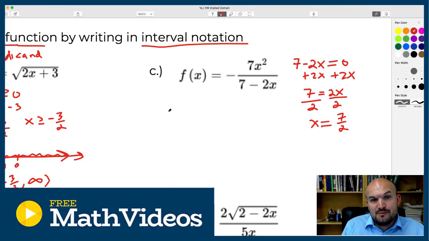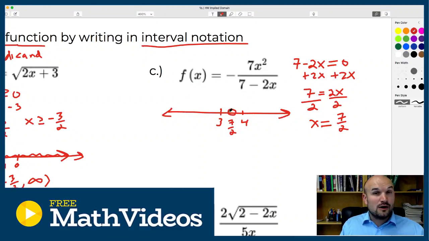So if I was going to use my number line approach, again, 7/2 is 3.5, so it's between 3 and 4. So we can say 7/2 right here. But it's undefined, so we're going to use an open circle. Now, all real numbers less than and greater than 7/2 are going to be within the domain. So I'll shade for all reals that way.